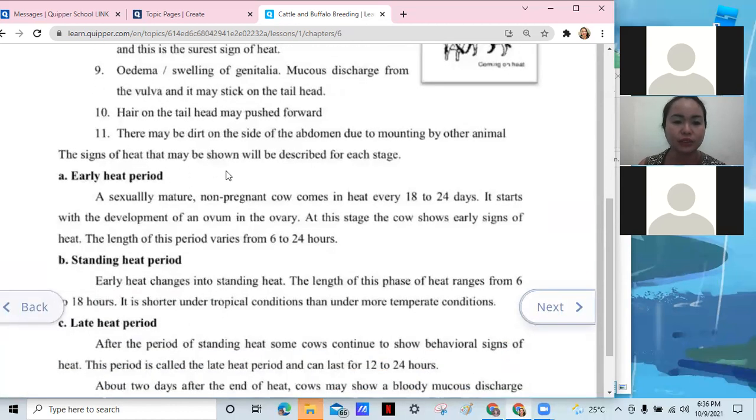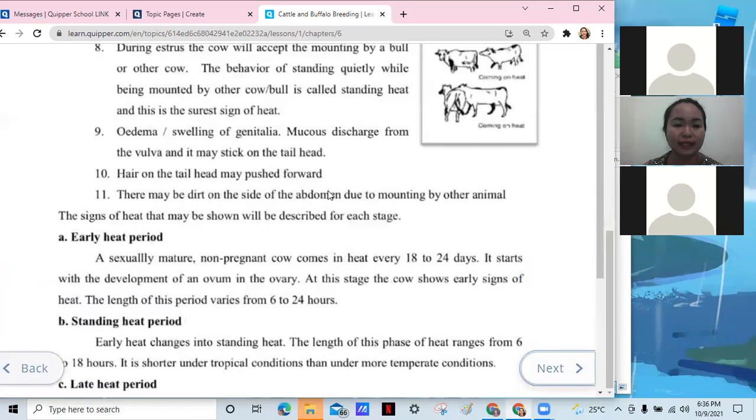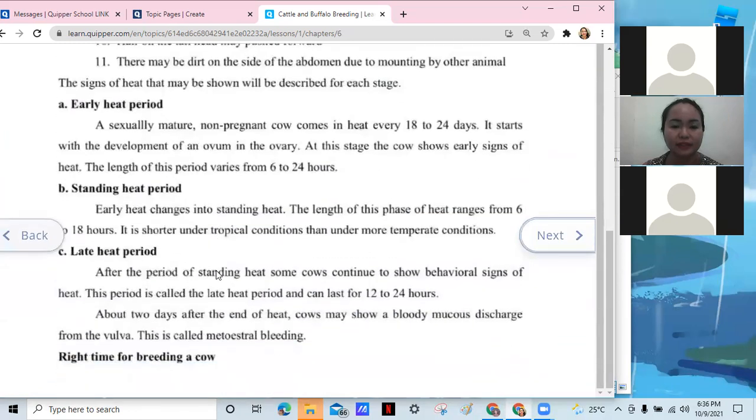And the signs of heat may be shown, will be described for each stage. No, for early heat period, a sexually mature non-pregnant cow comes in heat every 18 to 24 days. No, so after that, like karon siya nagkuan, no, so ma-counter na nimo. Pinakadugay ng 24 days. So you will expect na mag-inhit na siya because of the development of ovum in the ovary. And early signs of heat, the length of this period will also, for halimbawa, muna na ginayang peak kasi, di ba, 24 hours lang siya. So you should look for the sign that, yeah, this is it.